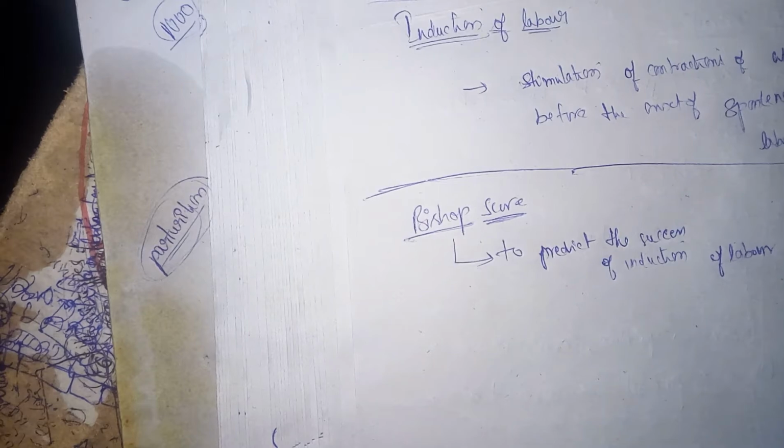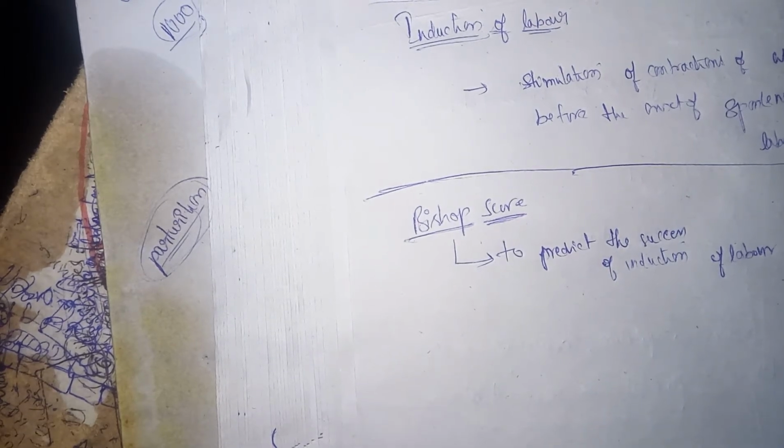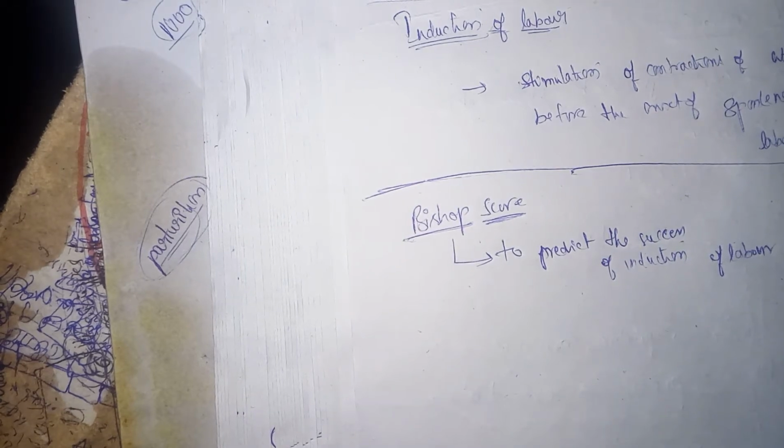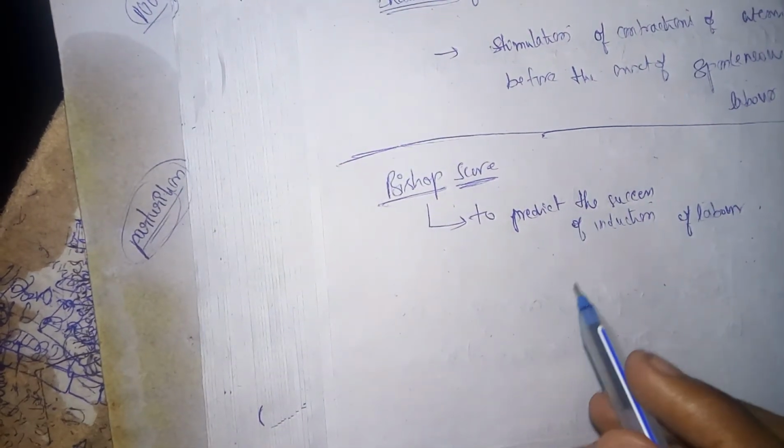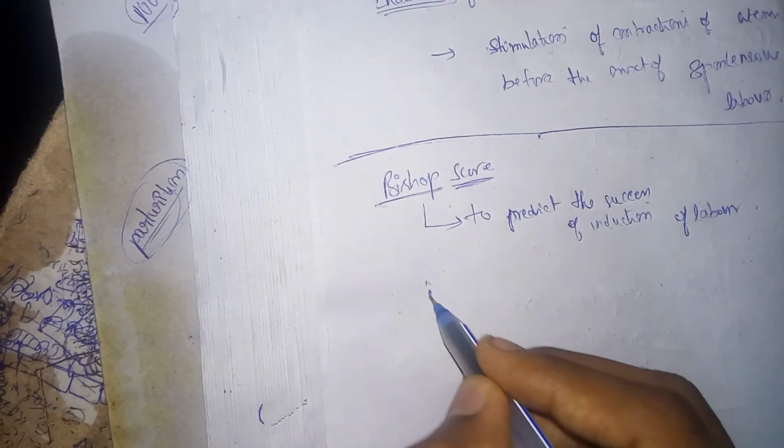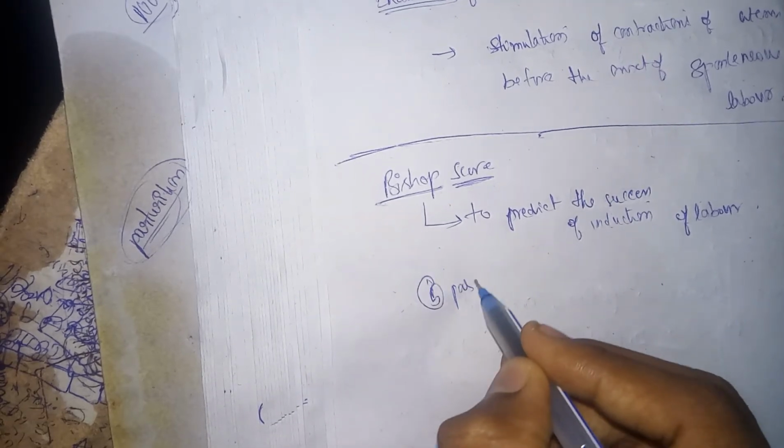That means if you are inducing labor, then first we have to see Bishop's score so that we can come to know how far the induction of labor will be successful, right? In this Bishop's score, we have 5 parameters.